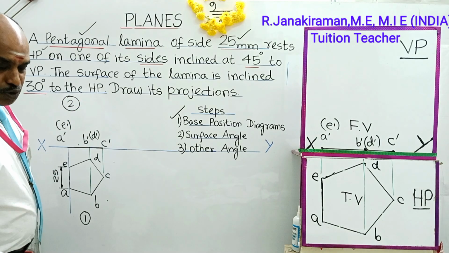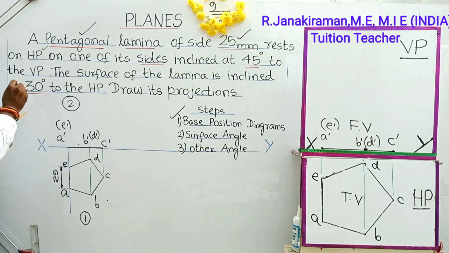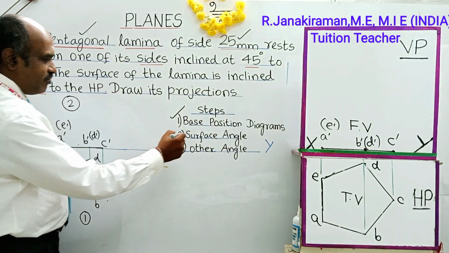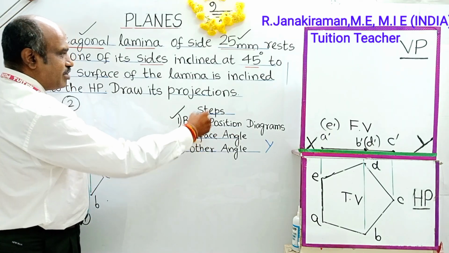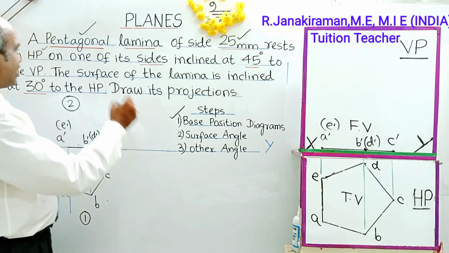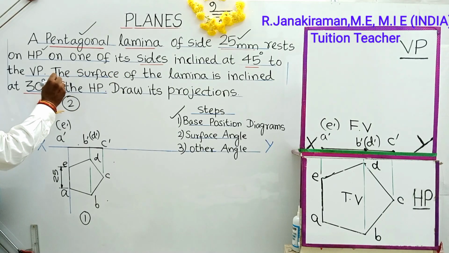Understand? There are two angles given in the question. One is 45 degree, another angle is 30 degree. This is the sequence to be followed. First, we're going to consider the surface angle, surface inclination. We have to find it from the question. Read the question. What is given? It is given in the second sentence of the question. It is to be considered first.